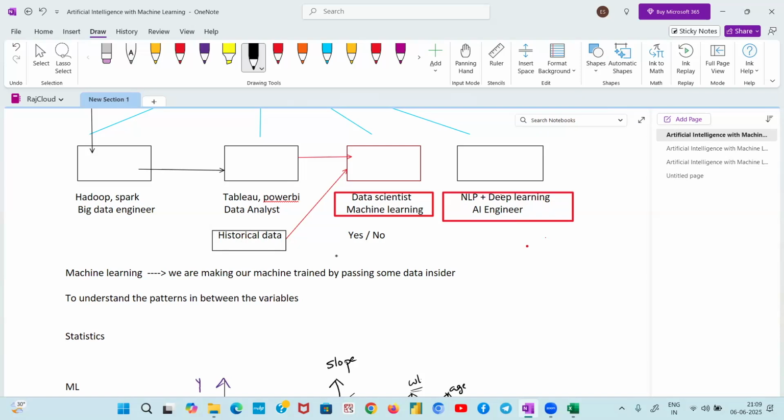So that is what a data scientist role will be doing. Then what about this NLP and deep learning role? What is this specialization? What will these people do? Why do these people have a new name for it? When machine learning is doing everything, then what will these people do?